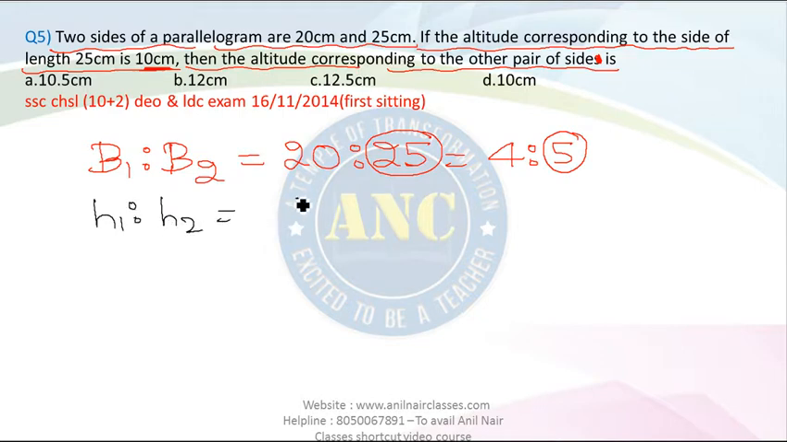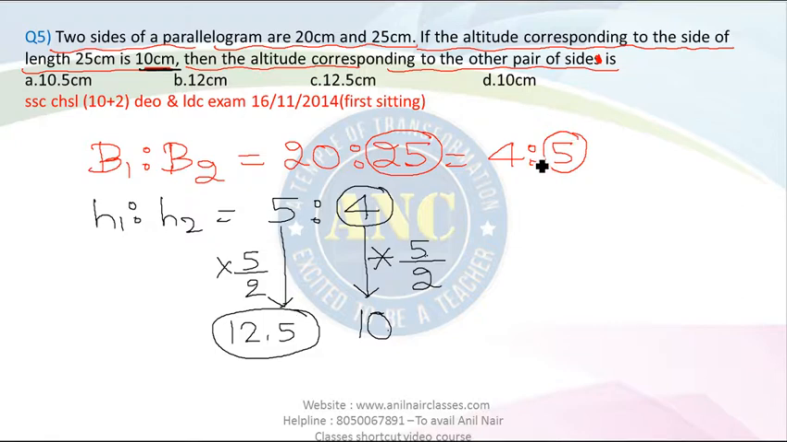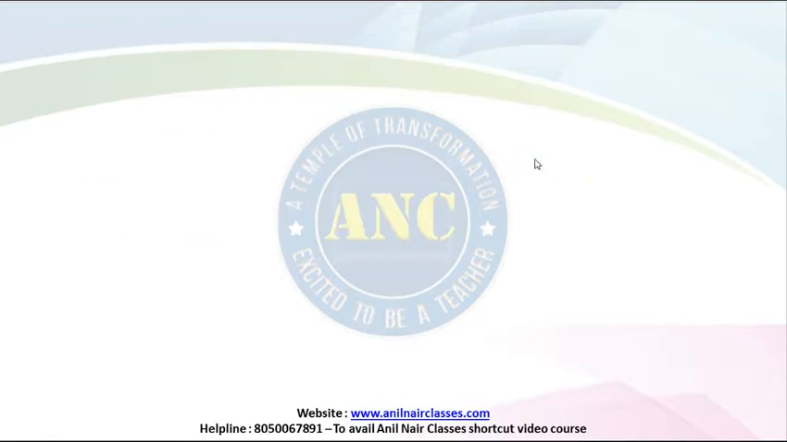If base ratio is 4 is to 5, height ratio is 5 is to 4. Now the question says that for the second triangle the ratio says height is 4. For the second triangle the question says height is 10 centimeters. Now 4 should become 10. Multiply by 10 by 4 or multiply by 5 by 2. 4 into 5 by 2 is 10 itself. 5 also multiply by 5 by 2. 25 divided by 2 is how much? 12.5.